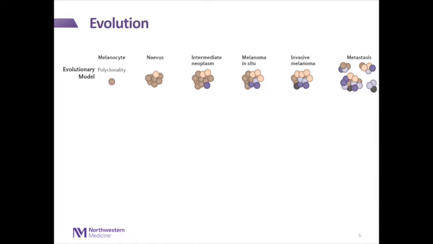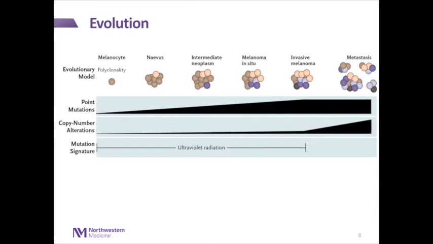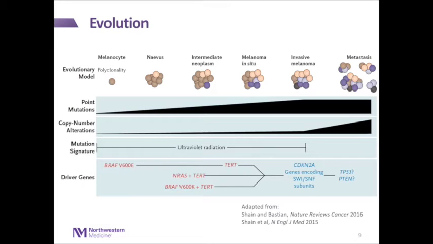And so we know from genomic analysis that as the lesion progresses from a nevus to melanoma, you accumulate more mutations, point mutations, as well as copy number alterations of certain oncogenes. But one strong point is that the mutation signature reveals that UV radiation is very strongly associated with the development of these first precursor lesions. And so recently there's a lot of research in identifying what these driver genes are that lead to melanoma and metastasis.